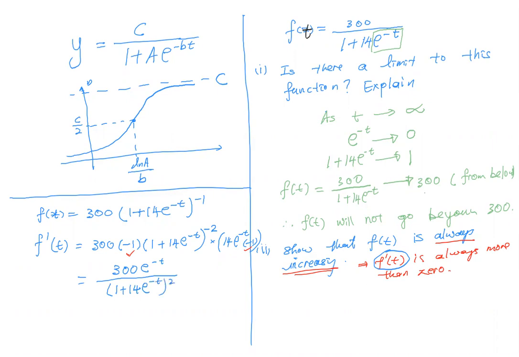Okay. So now for t greater than 0, e to the power negative t is definitely greater than 0. Am I right? And 1 plus 14 e to the power negative t, squared, is definitely greater than 0. Am I right? So therefore, both top and bottom are greater than 0, so f prime t will be greater than 0. So shown.